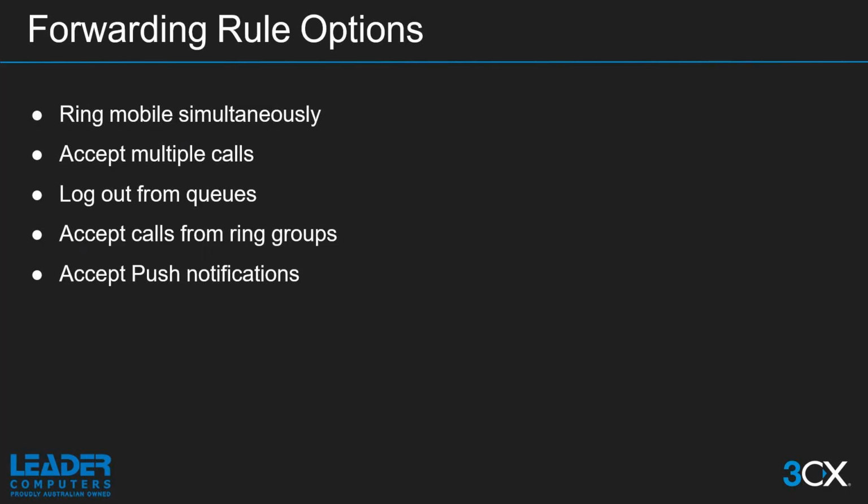And whenever you're on a call, or on a particular status, you can set the 3CX to log out from the call queues that you're on. And also accept calls from ring groups and accept push notification. These are some default options that are available, which you can enable or disable depending on the client requirements.